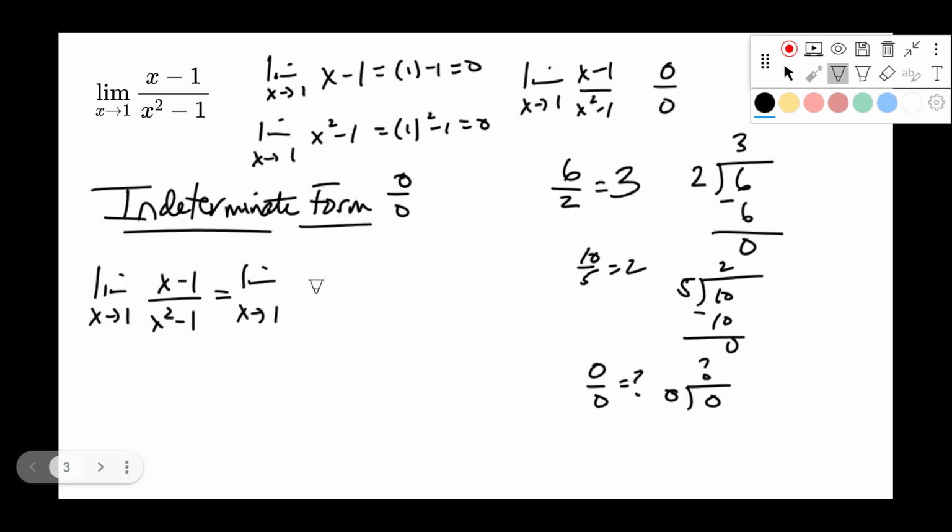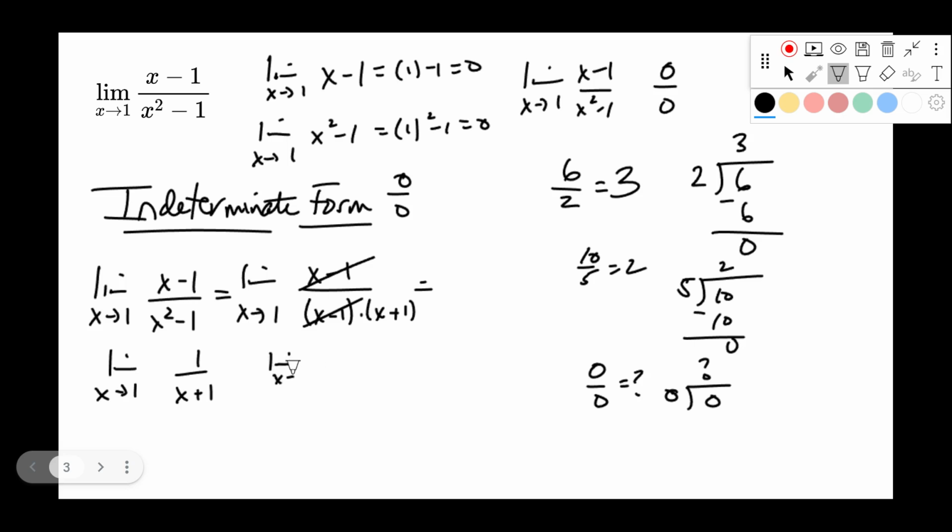So we're going to rewrite the limit sign. X minus 1 over x squared minus 1 factors with the difference of two squares: x minus 1 times x plus 1. That allows me to cancel out the x minus 1s. So now we want the limit as x goes to 1 of 1 over x plus 1. That I can evaluate.